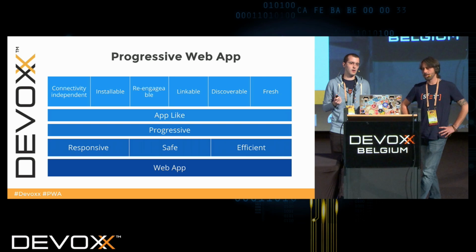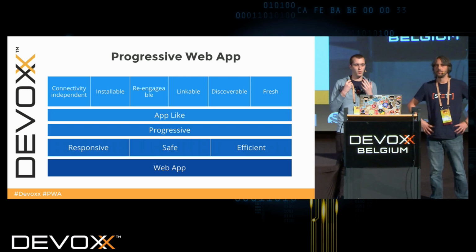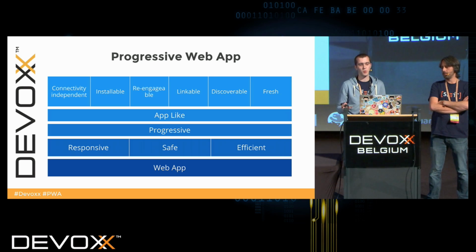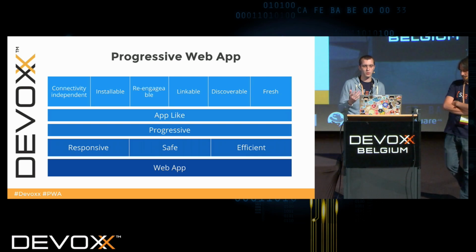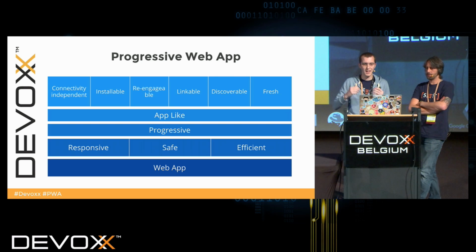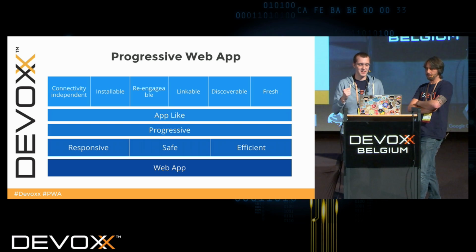Another thing, your app is linkable. You can share your app just by sharing a URL. It's the power of the web. It's discoverable: you can find your app in a search engine. And it's always up to date.